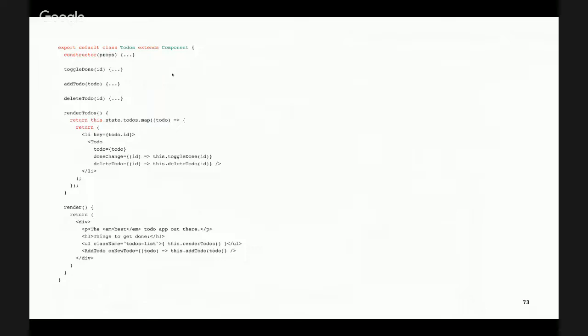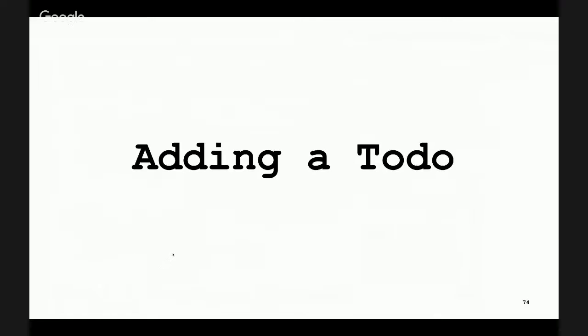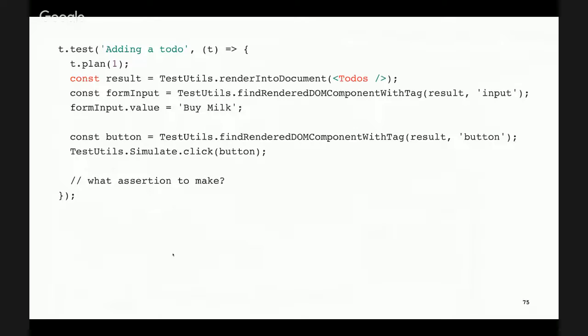So the to-dos component is pretty large. I don't really need to show you too much of the code. It just renders the list of to-dos here and the add to-do form down here. So for example, let's write a high level test that when I add a to-do, it will get inserted into the page and the user can see it. The first thing I'll do is render the to-dos component like so. I'll then locate my input element on the page with find render DOM component with tag. I'll set the value to buy milk. I'll then find the button using the same function, and I'll simulate a click on that button.